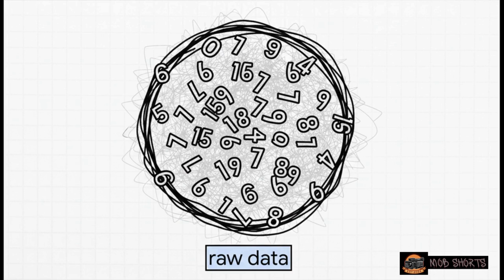Imagine these are the heights of a bunch of learners that someone surveyed. Right now, it's just a total jumble of numbers. It's confusing, and honestly, you can't really get any useful info from it. This, my friends, is what we call raw data.